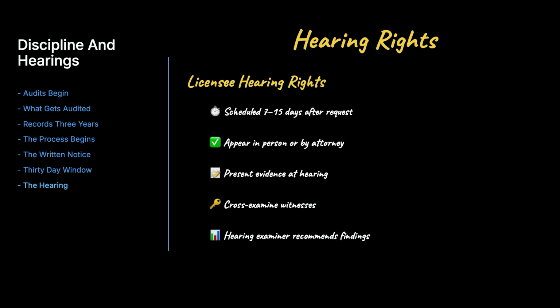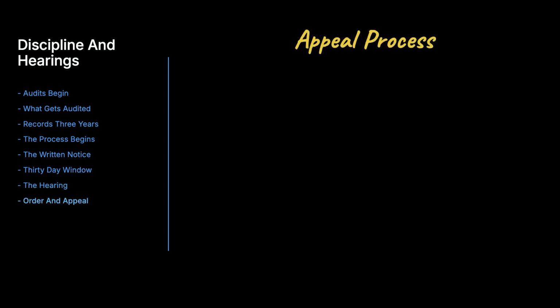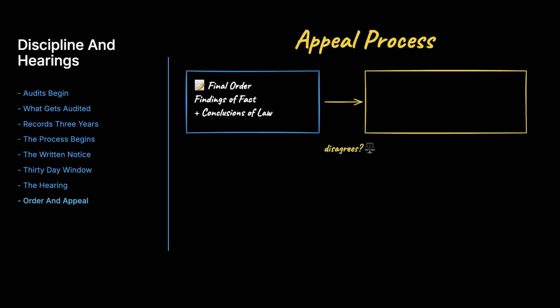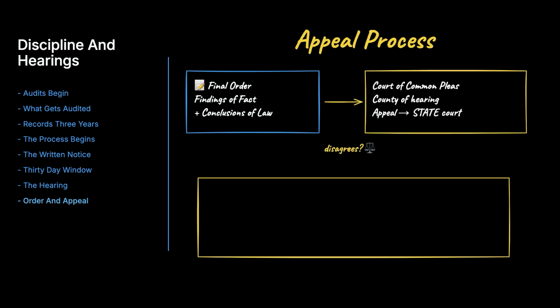At the hearing, the licensee may appear in person, be represented by an attorney, present evidence, and cross-examine witnesses. A hearing examiner often presides and recommends findings. After the hearing, a final adjudication order issues with written findings of fact and conclusions of law, stating exactly what discipline applies. If the licensee disagrees, they may appeal to the Court of Common Pleas, usually in the county where the hearing was held. The court checks for reliable, substantial evidence. Appeals go to state court.